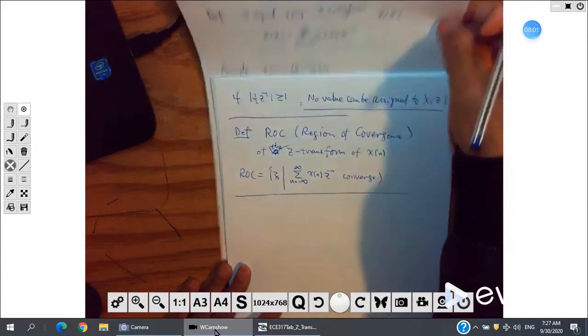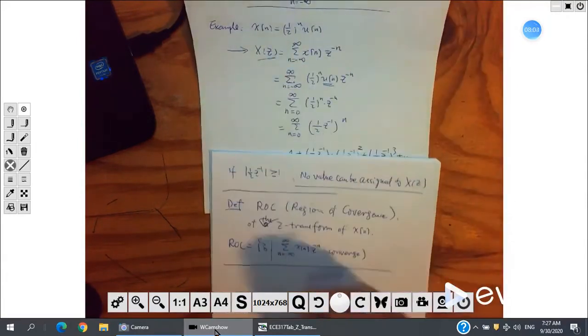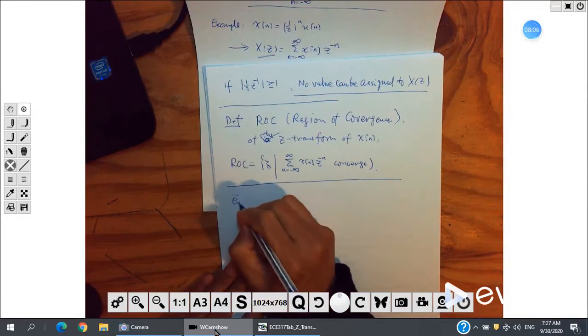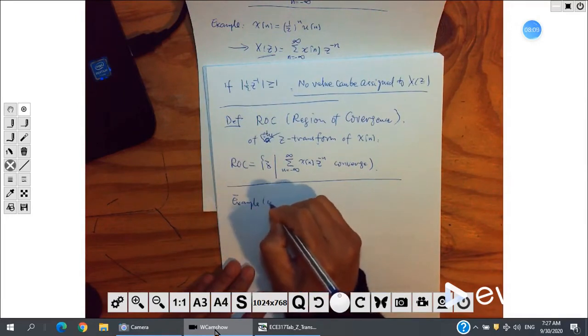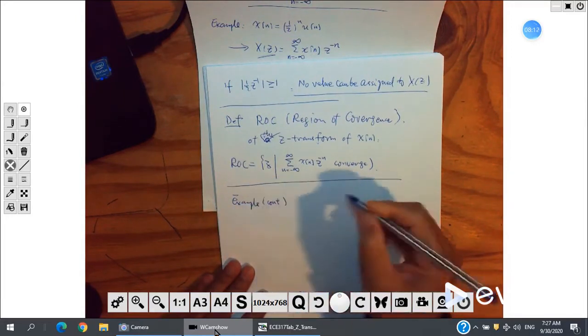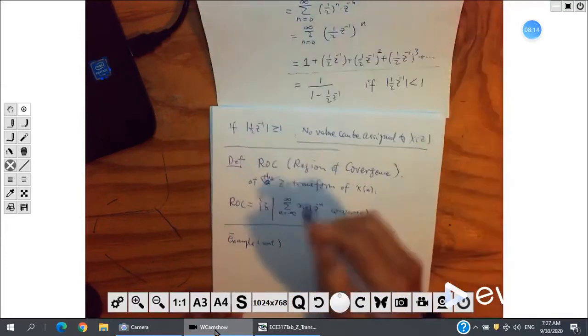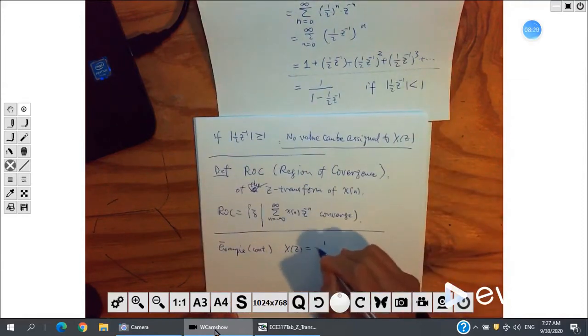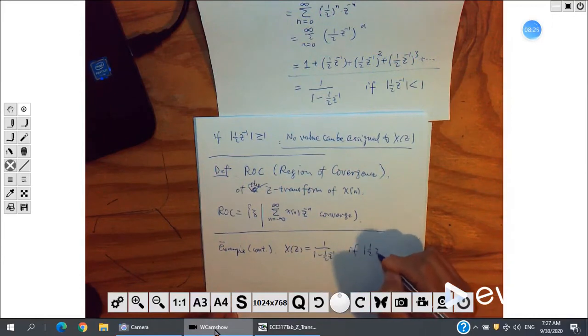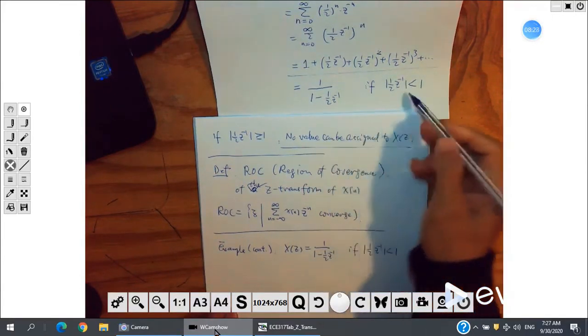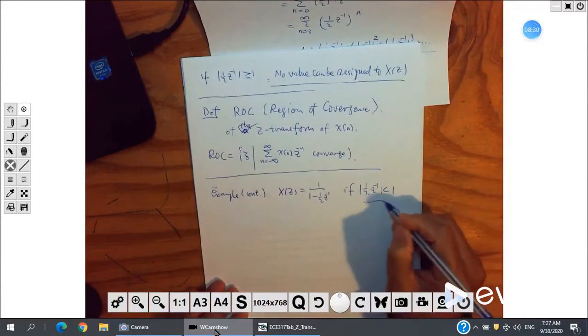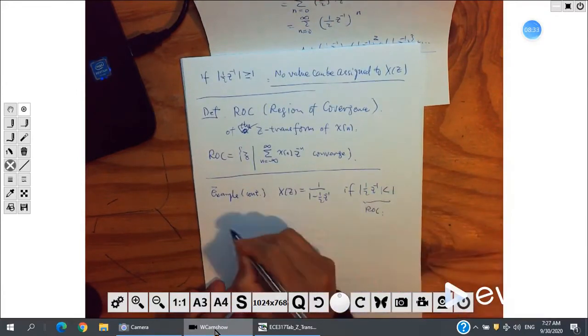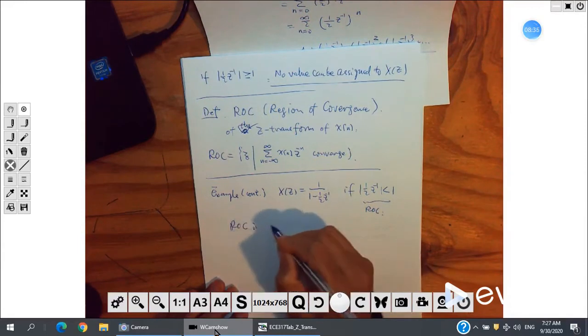So we go back to this example. We know X of z will be 1 over 1 minus half z to the negative 1, if half z to the negative 1 is smaller than 1. Right? This is our result, and this is the RC: half z to the negative 1 smaller than 1.